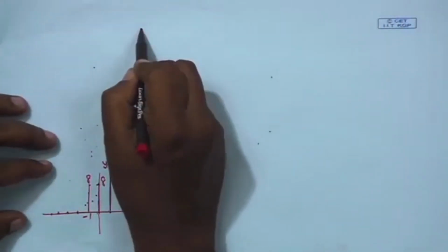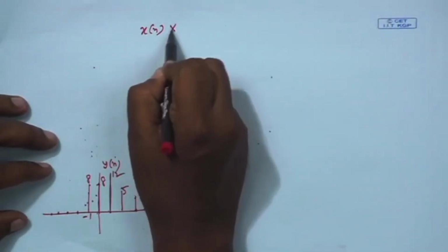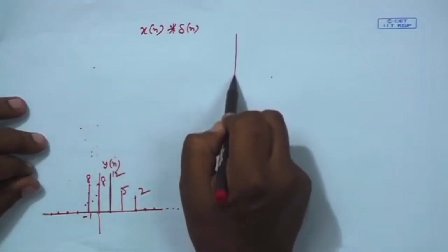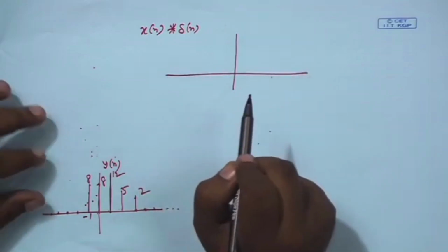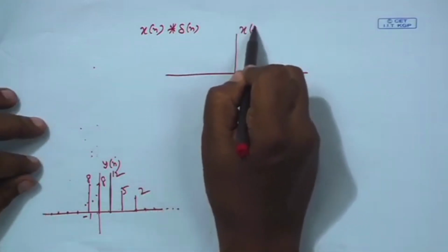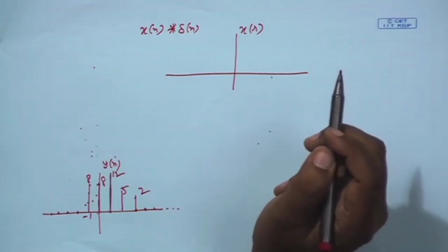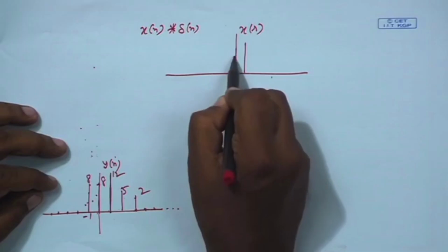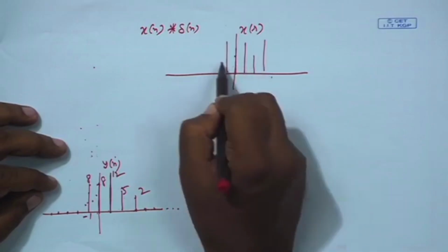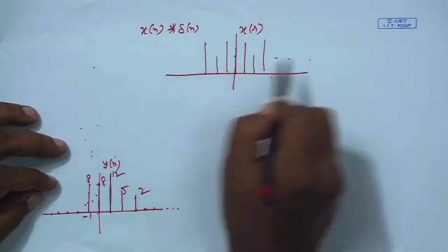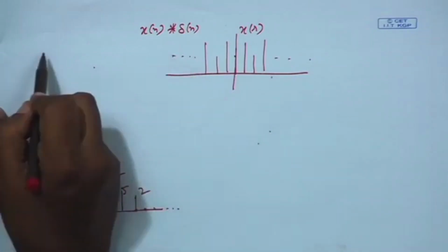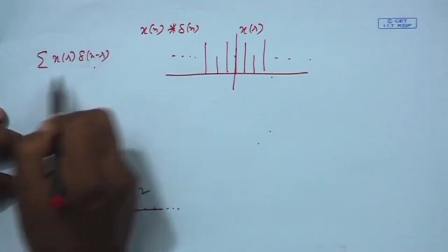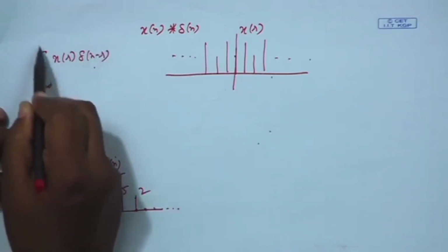Suppose I have x[n]. If you convolve it with delta[n], what is the result? You write again x[r], any sequence. In fact, you can do this directly from here: the sum of x[r] delta[n minus r], r equal to minus infinity to infinity.